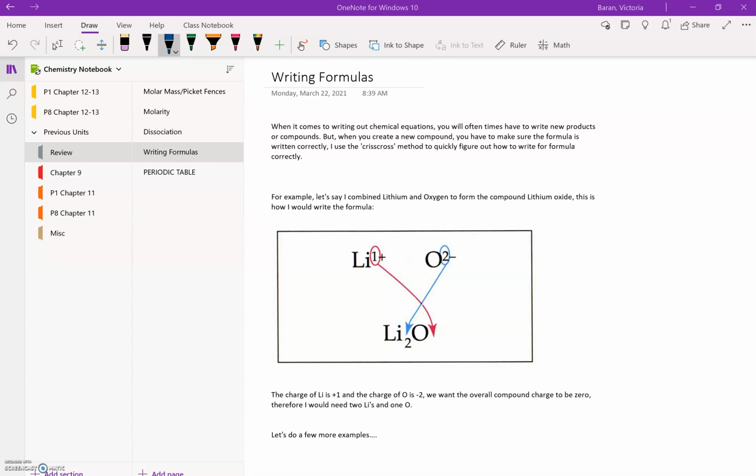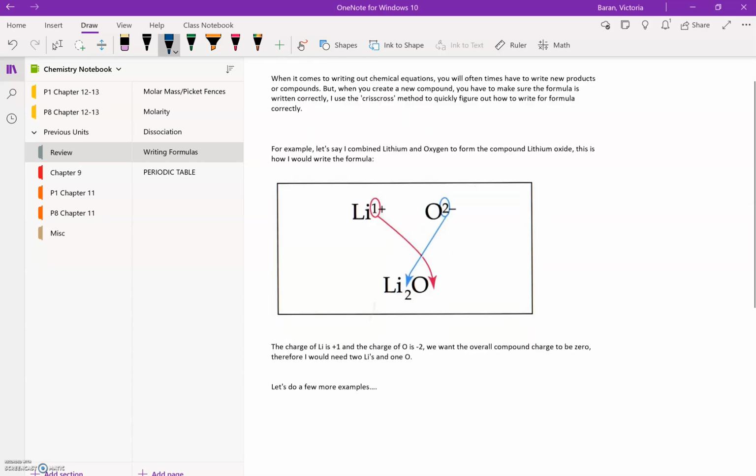Today I'm going to be going over how to write formulas when you get a new compound or product. This usually will happen if you have a chemical reaction. You have the two reactants that will react, and then you get the products. Oftentimes the new products will be some type of ionic compound, and I'm going to be going over how we figure out the correct formulas for those ionic compounds.